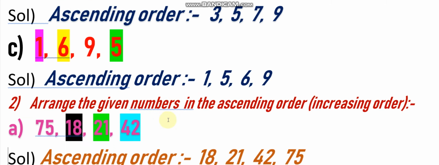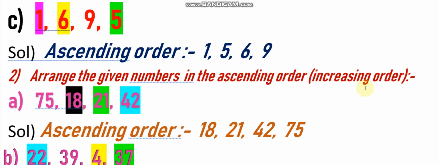Now, arrange the given numbers in ascending order or increasing order. Here observe them. These are the two-digit numbers. Yes. To find the smallest number from the two-digit numbers, always you check the tens place digit. Two-digit numbers have two places. They are ones and tens. Here see, 7 is the tens place digit. Here tens place digit is 1. Here tens place digit is 2. In this number tens place digit is 4. Which is the smallest digit from the tens place? 7, 1, 2, 4. Which is the smallest?